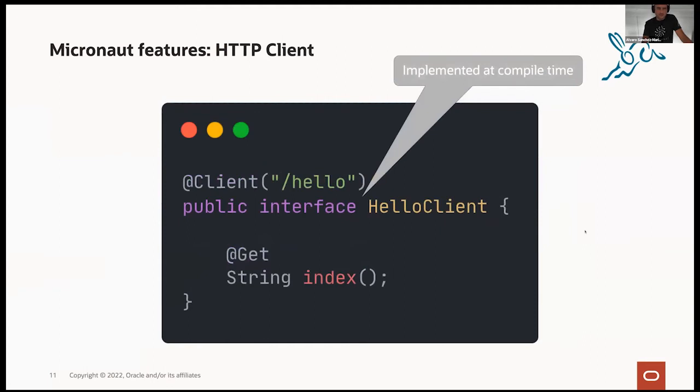The previous one was for producing an HTTP server. To produce an HTTP client, we have a client annotation. You're going to start to see here, for example, in this case, this interface is going to be implemented at compile time. So the actual method implementation to make an HTTP client call to a server will be generated at compile time, so that at runtime there's no framework overhead at all.